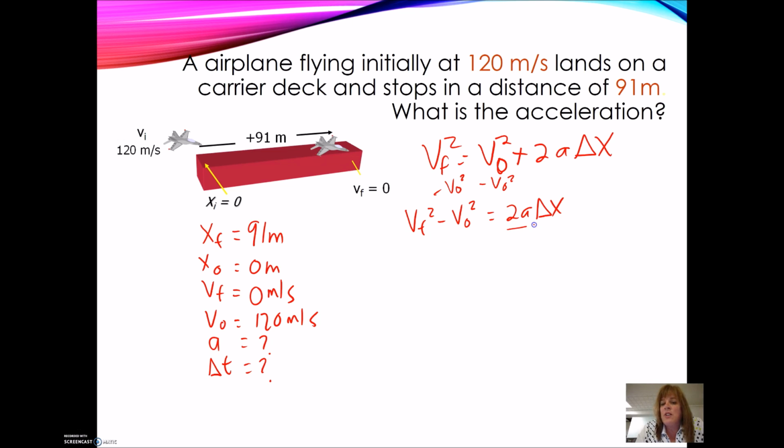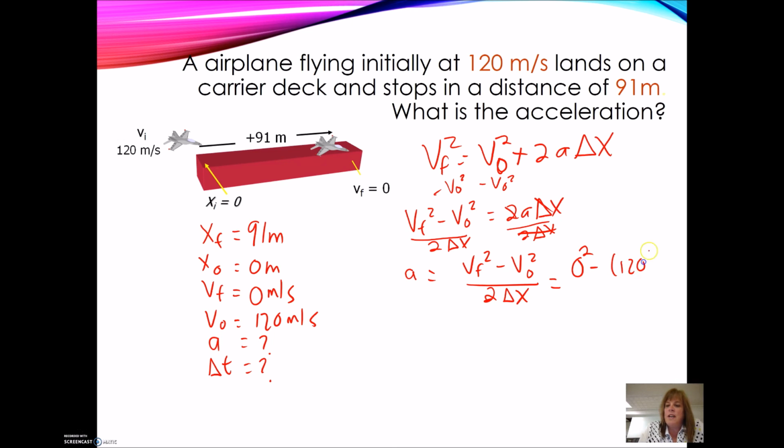Now we're solving for acceleration, so that means we need to get it by itself. So we want to move this over here. So that gets rid of that and that and that. And so now I have that acceleration is the final velocity squared minus the initial velocity squared over 2 times that change in position. That's a 2. Now we just got to plug numbers in. So our final velocity, remember we said we stopped, so that's 0, minus our initial velocity, which was that 120 squared, divided by 2 times 91 meters.